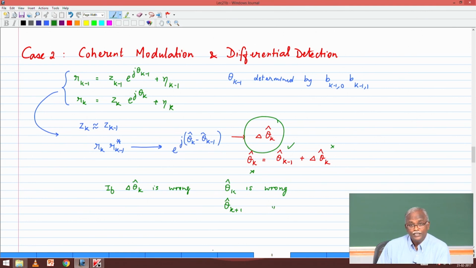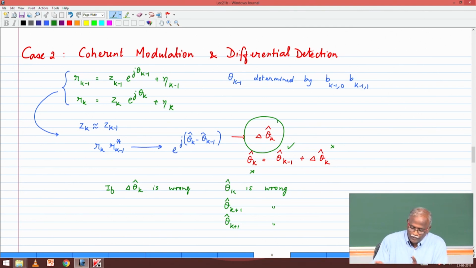Theta k plus 1 is wrong. Can you tell me about theta k plus 2? It is also wrong. Why? Because you're deriving from a wrong reference. Your reference got affected, and therefore even if you're making correct decisions on the delta thetas, when it maps to theta k's, it's actually wrong.